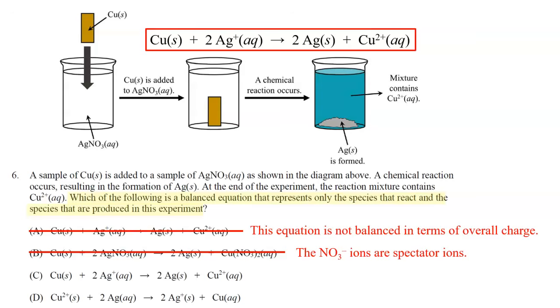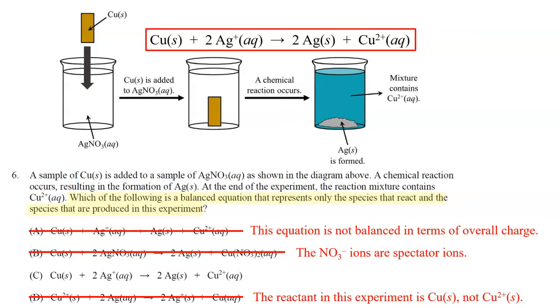And now taking a look at choice D, even though it is balanced in terms of atoms and charge, the reactant in this experiment is solid copper, not copper 2+ ions. So that's the problem with choice D. It's got the wrong chemical formula on the left. It should be solid copper, not copper 2+ ions. It also shows silver ions on the right instead of solid silver with no charge. So we can eliminate choice D, and now we have the correct answer.